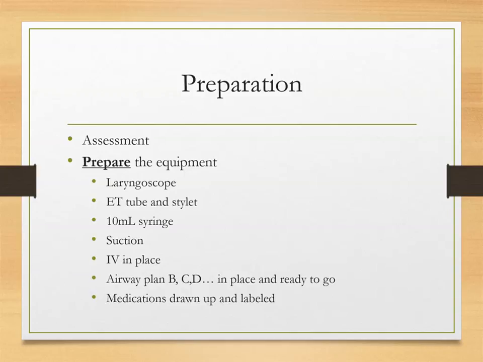Check your laryngoscope, make sure you've got the right blades, make sure your bulb is lighting properly, make sure you've got the appropriate size ET tubes, you've got your stylet, your 10 milliliter syringe, you've got suction ready to go, make sure you have an IV in place because we've got to have some way to give these medications, and then we've got airway backup plans, like I said, plan B, C, D, all the way down to Z if we have to, and have those backup methods in place, ready to go. Don't wait until plan A fails to go dig around looking for plan B. Have it ready to go.